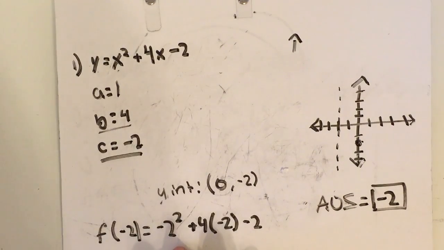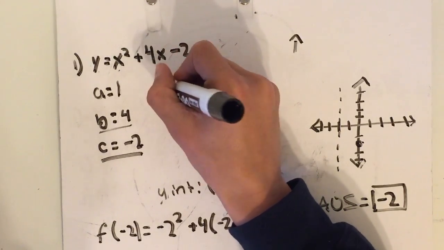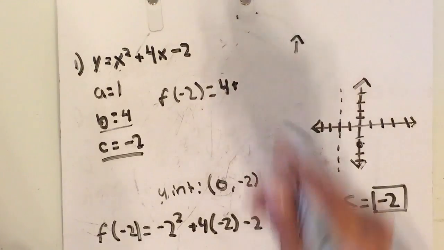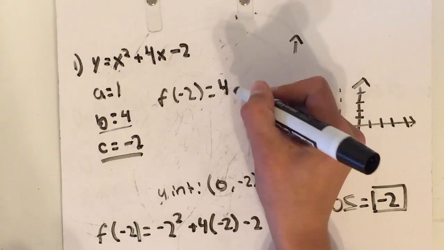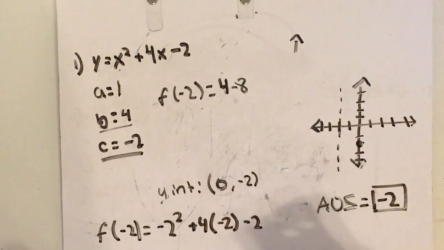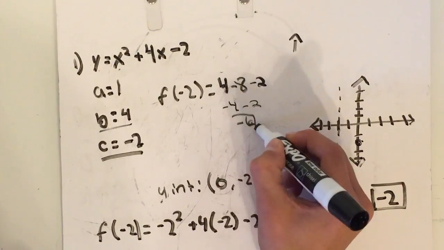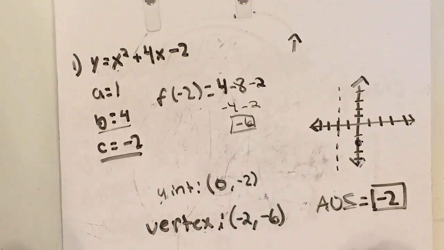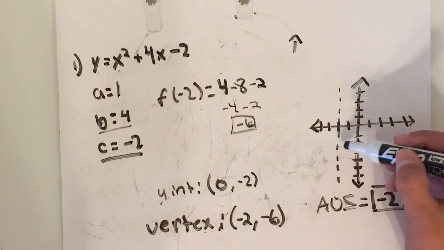f of negative 2 equals negative 2 squared, plus 4 times negative 2, which is a negative 8. So minus 8, and then our constant, minus 2. That's negative 6. So this is the y of the vertex. So this is our vertex. We're going to plot our vertex, which is negative 2, negative 6.